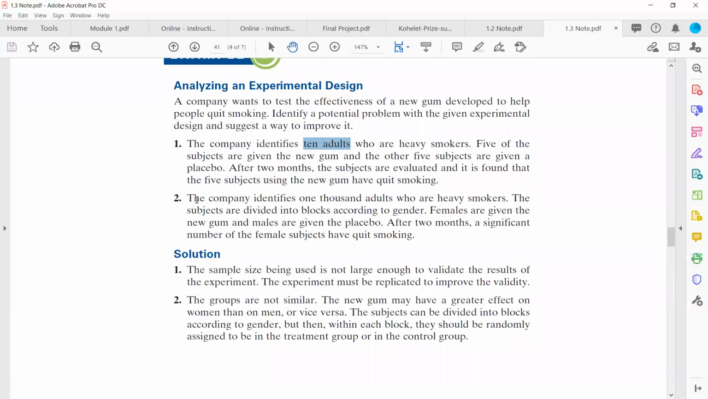How about the second one? In the second one, okay, we have enough people, 1,000 adults, that's a good thing. But what makes it a study that has something wrong here is they are dividing these into 2 groups of males and females. It must be randomly selected. Randomization is very important to avoid any bias in your study.